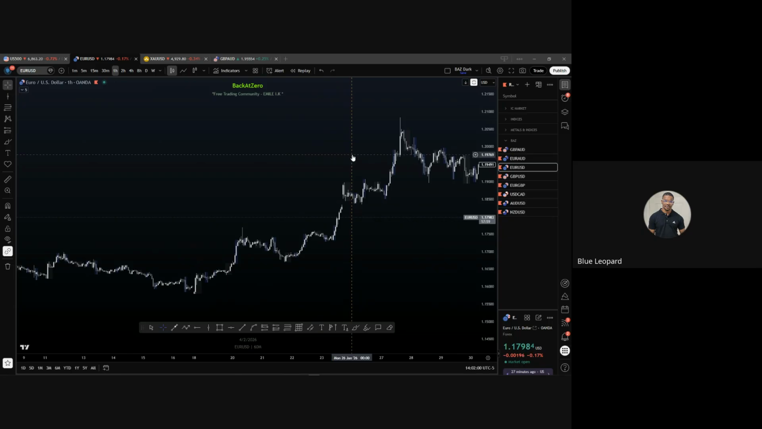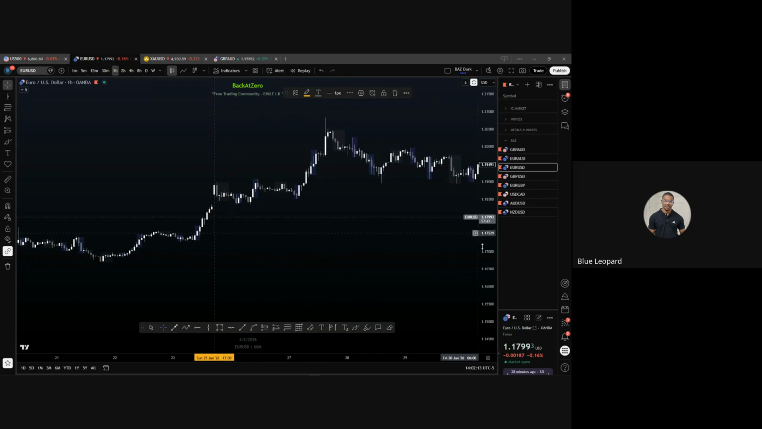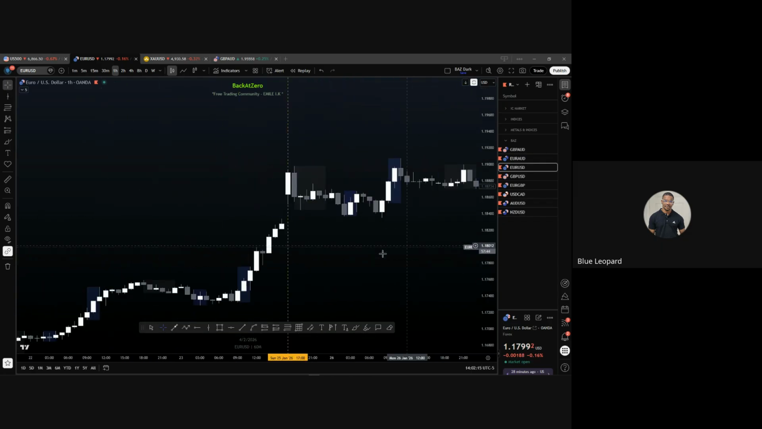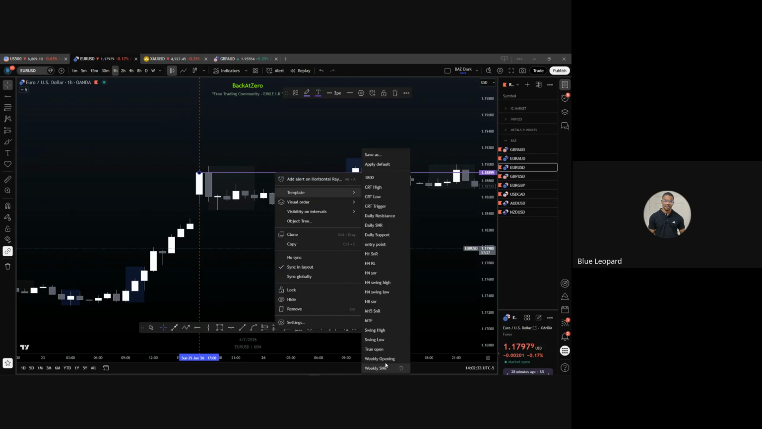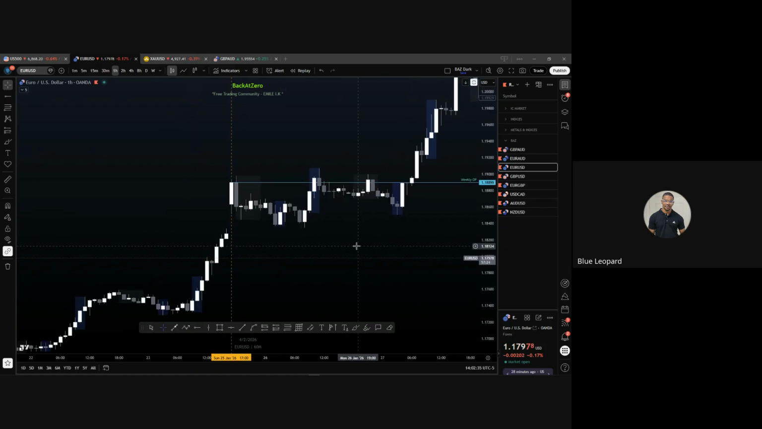Then I will pull back. I will pull that line, take it and take it back to Sunday 5 p.m. This is exactly when the market opened. You can see the gap here. You can see the gap that formed around here. This is the opening of the new week. So you can mark this with a line like this, and you can call it the opening of the new week, weekly opening. Okay, you have the weekly opening here.